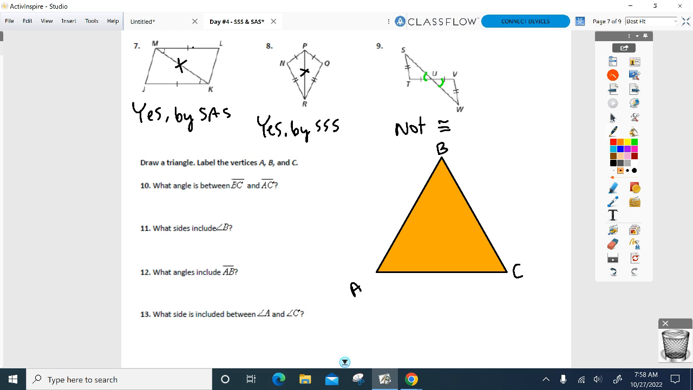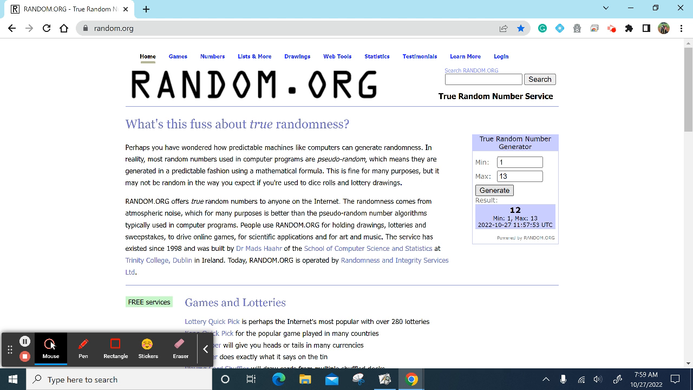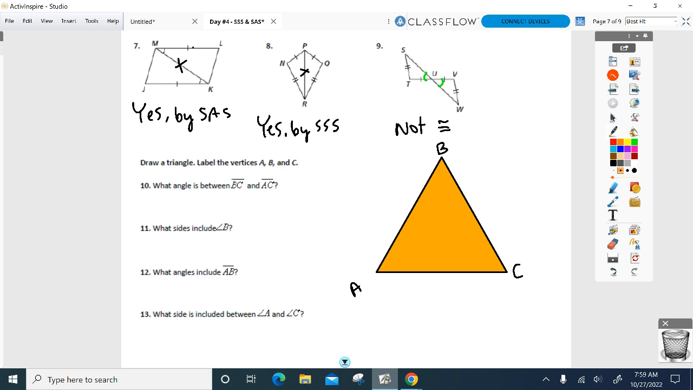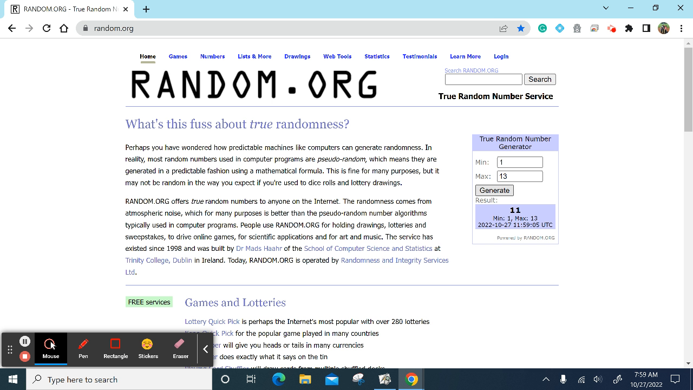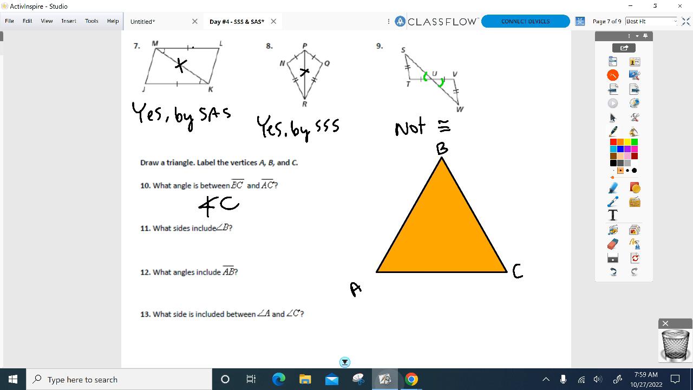All right, so first one, what angle is between side BC and side AC? So look at side BC and side AC. What angle is in between those two sides? Angle C. All right, what sides include angle B? So angle B is in between what two sides? Name them. AB and BC. AB and BC.